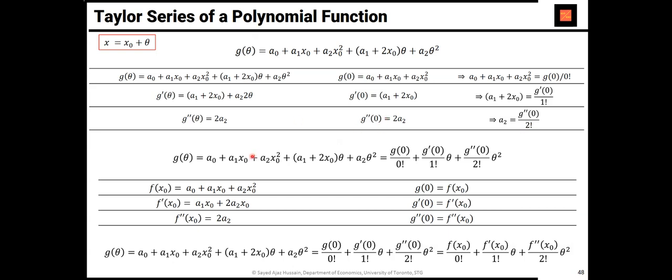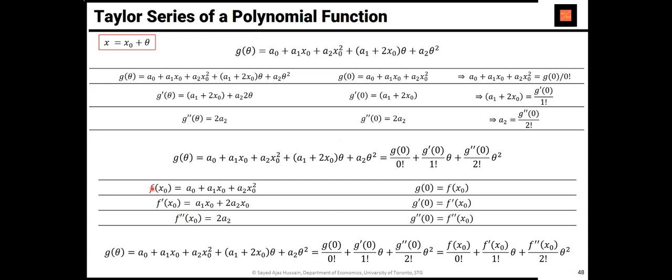So what you've done is you have shown that the first term is g0 divided by 0 factorial. The thing inside the brackets is g prime divided by 1 factorial, and a2 is of course g double prime divided by 2 factorial. And now we play a trick. Let's evaluate the function at x0. If you're evaluating at x0, that means theta must be 0. That means the g function must be evaluated at 0.